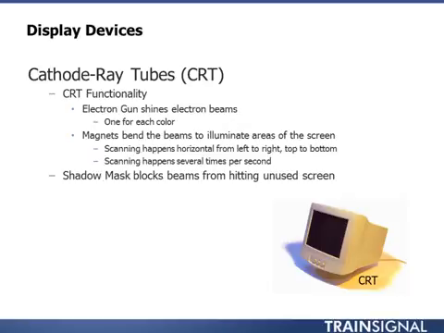It's this scanning that happens several times per second, and that's how we get our refresh. Now, the shadow mask, which I mentioned, is just what it sounds like. It's a mask. It's this extra mat that is actually behind the glass, which will block the beams from hitting unused area of the screen. So the shadow mask, you picture it as like this big black mat that has a bunch of pinholes in it to allow these electron beams to come through and then show up on the screen.